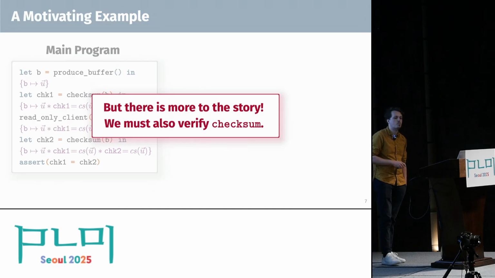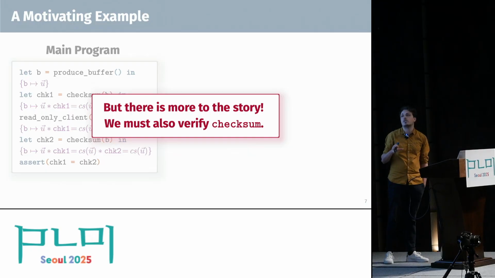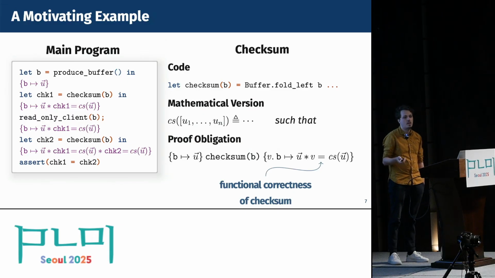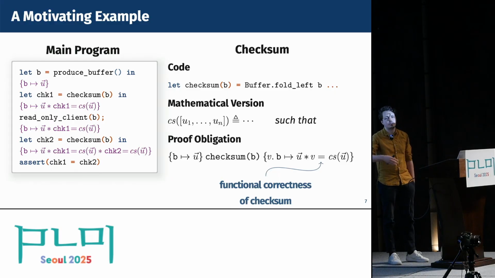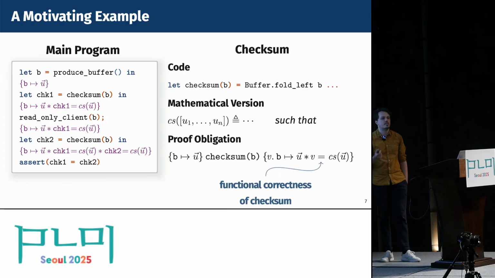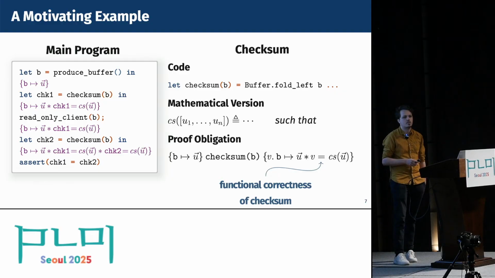But there's a little bit more to the story here. If we want to verify the entire program, we also have to verify checksum. And that involves providing the code for checksum, of course. But then we also have to define this mathematical function CS that operates on the buffer contents. And then there's also a proof obligation. We have to show that the code actually implements this function. Which means, in other words, we actually end up proving functional correctness of the checksum function.